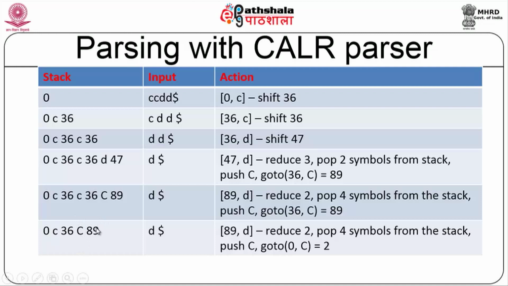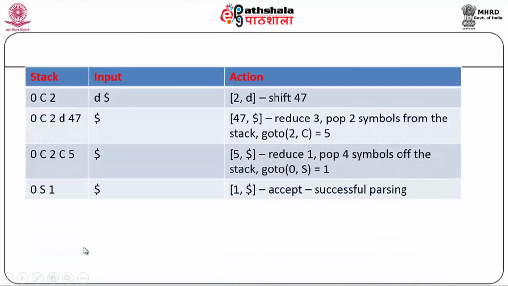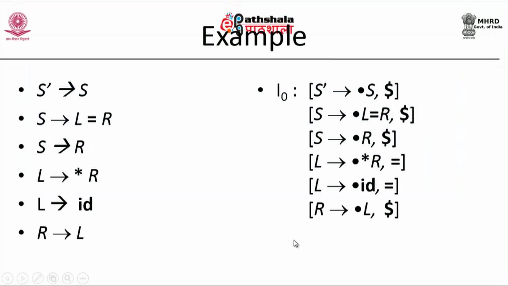So, 3 6 comma C again is going to be 89, and then 2 comma D is shift 47. So D is pushed, 47 is also pushed. So 47 comma dollar will be reduced by the third production. So pop two symbols of the stack and go to 2 comma C, it is going to be 5. So 2C5 and dollar, 5 comma dollar is going to be reduced by the first production. So pop 4 symbols of the stack and push S onto the stack. 0 comma S is going to be 1, 1 and dollar is going to be acceptance, successful parsing.